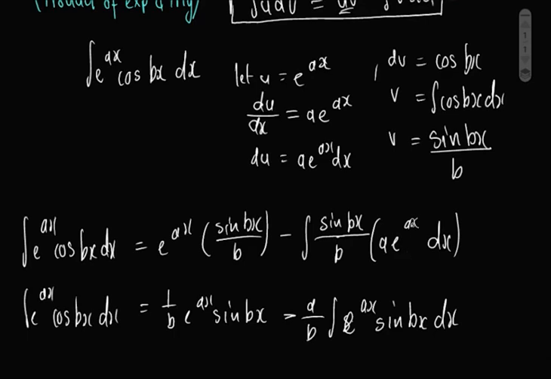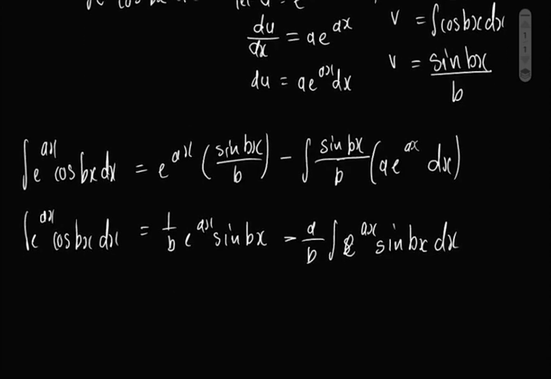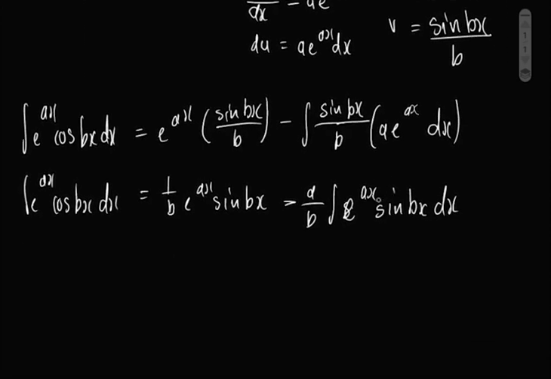So I've written this first. The a and the b are just constants, so I've taken them out, and it becomes a over b. Now I see I have a by parts again here because I have e to the ax sine bx. These are two different types of functions, so I can first find it separately. I can say the integral of e to the ax sine bx.